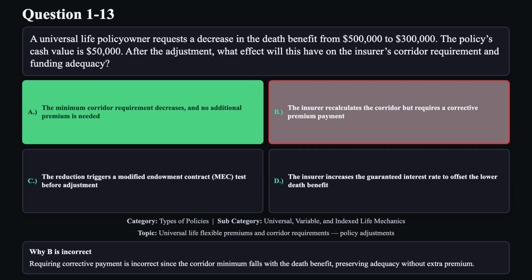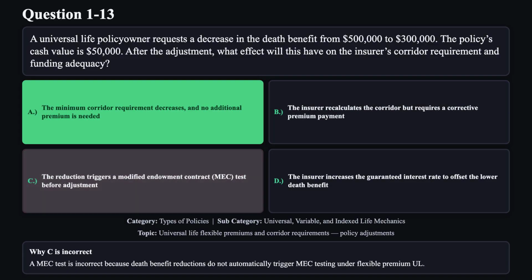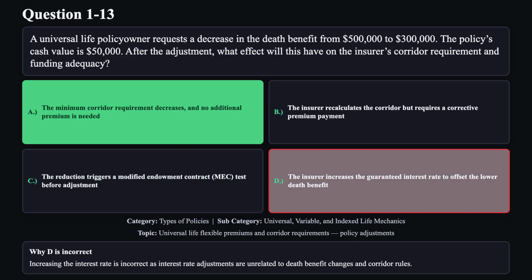Reason B is not correct. Requiring corrective payment is incorrect, since the corridor minimum falls with the death benefit, preserving adequacy without extra premium. Reason C is not correct. A MEC test is incorrect because death benefit reductions do not automatically trigger MEC testing under flexible premium UL. Reason D is not correct. Increasing the interest rate is incorrect as interest rate adjustments are unrelated to death benefit changes and corridor rules.